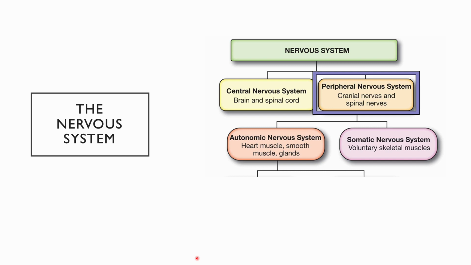There are two different subtypes of the peripheral nervous system, known as the autonomic nervous system and the somatic nervous system. The autonomic nervous system innervates our heart muscle, our smooth muscle, and our glands. Some examples of this could be our gastrointestinal tract. Whereas the somatic nervous system innervates our voluntary skeletal muscles.